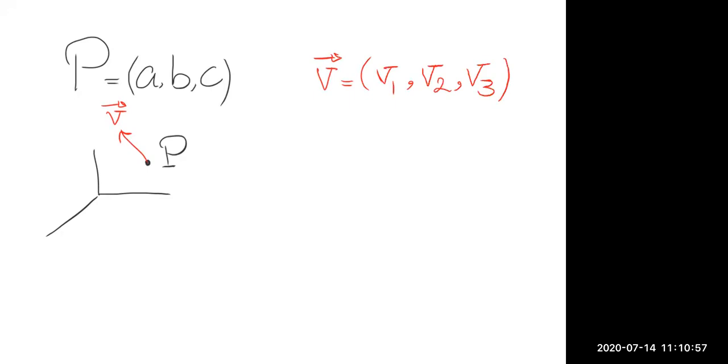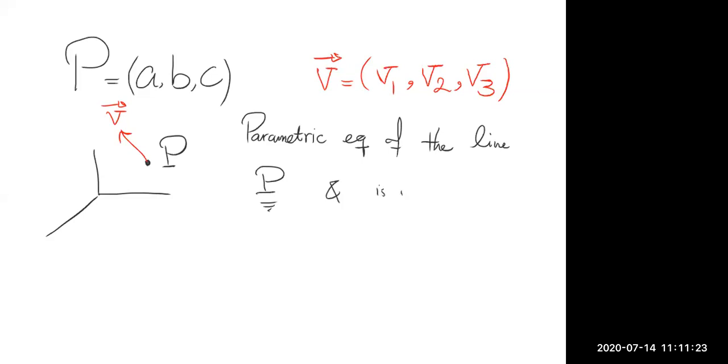Now I want to write down the line. I want to write down the equation, so-called parametric equation, of a line, or of the line. There is a unique line which passes through P, the point P, and is in direction of V. What is that line? Okay. So the equation, there are three equations describing this line.